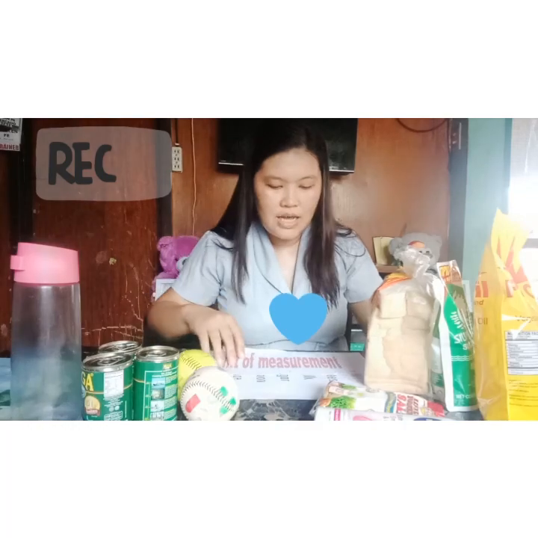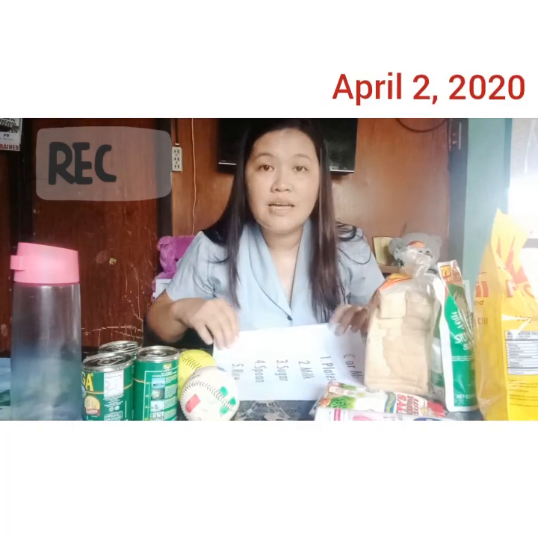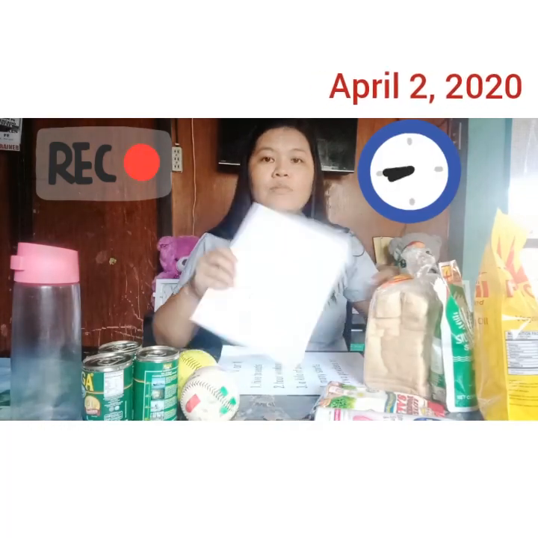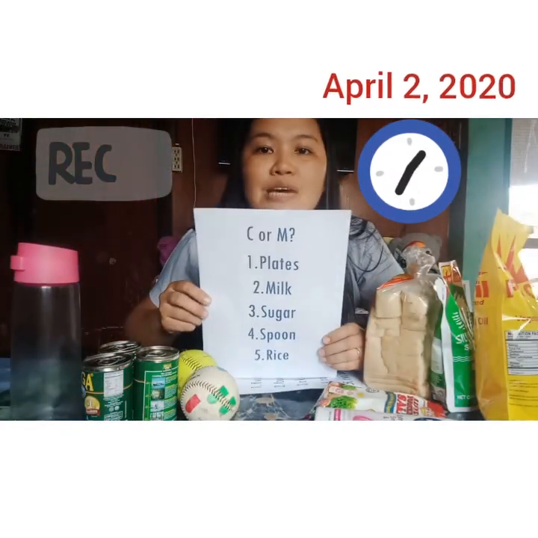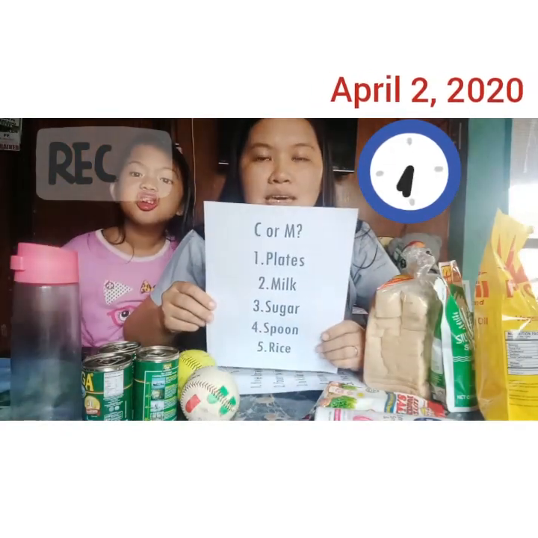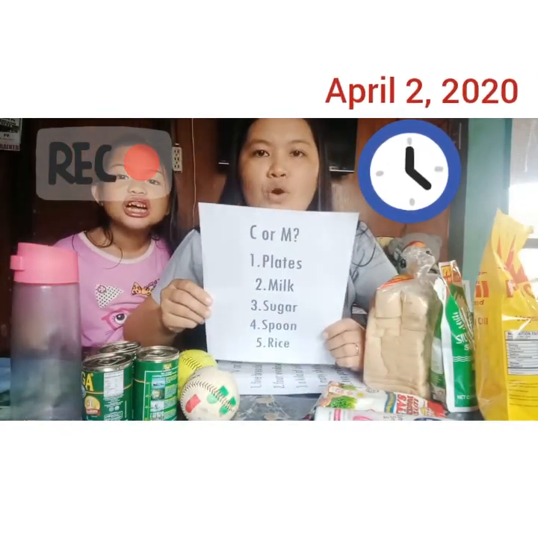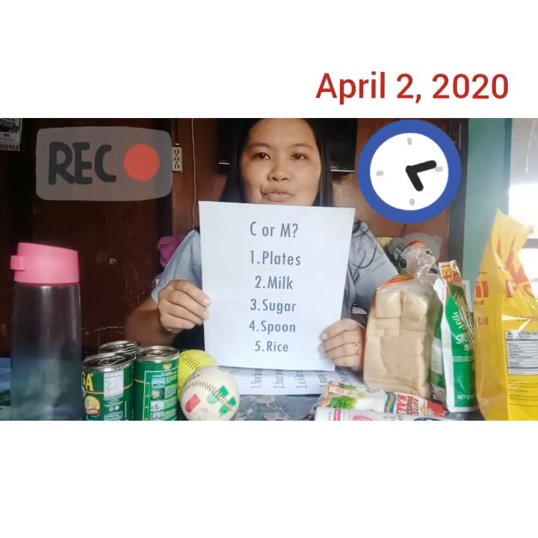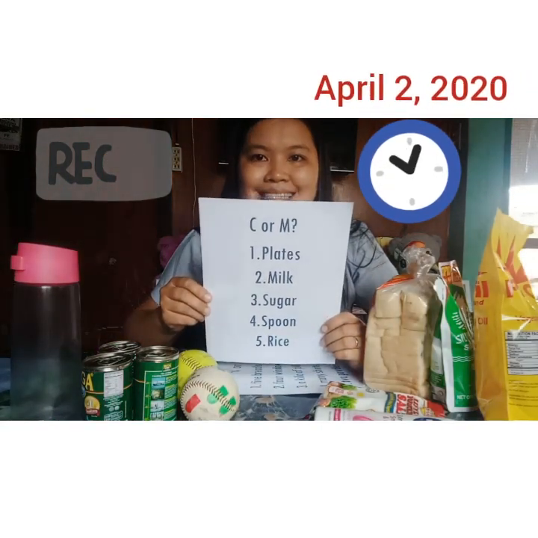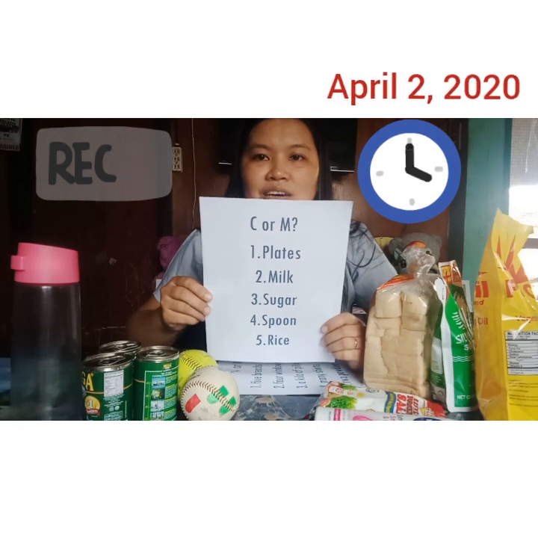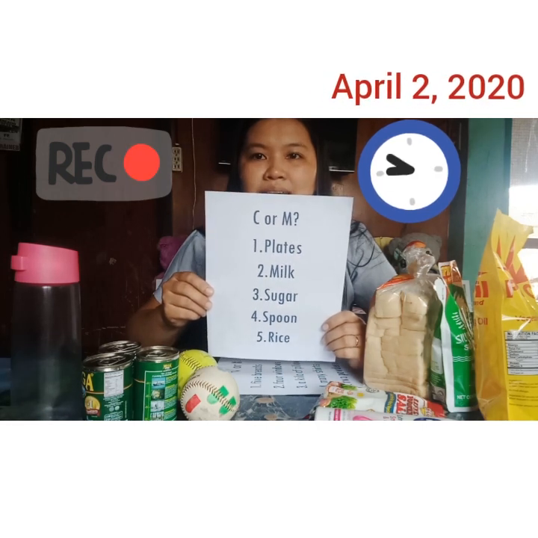We have here 2 sets of exercises actually. So, prepare your pencil and your paper. The first is C or M. Simply write C or M. C for count, M for mass. Do not copy the words anymore.